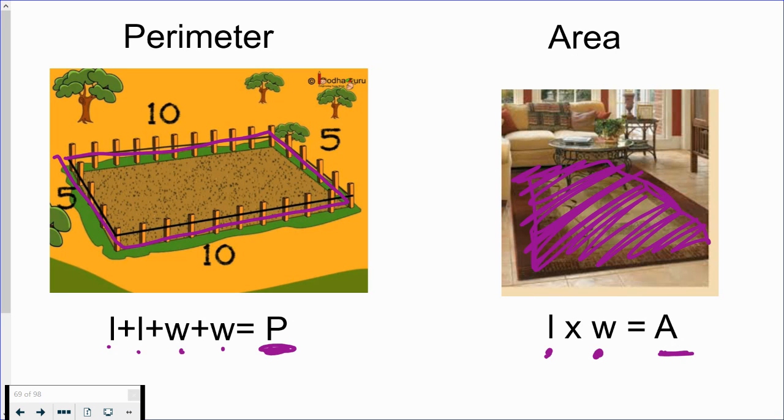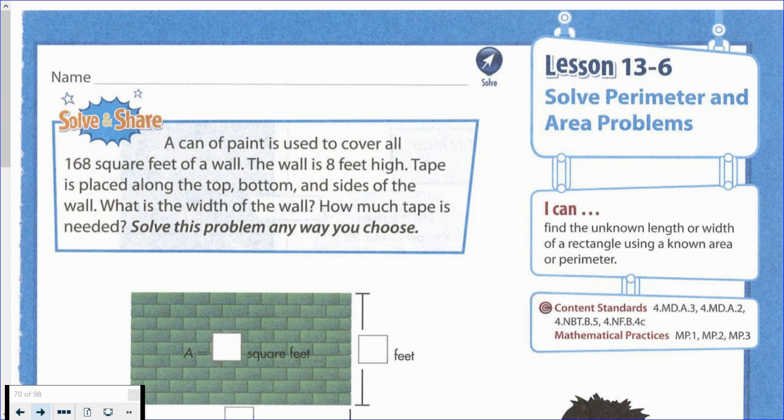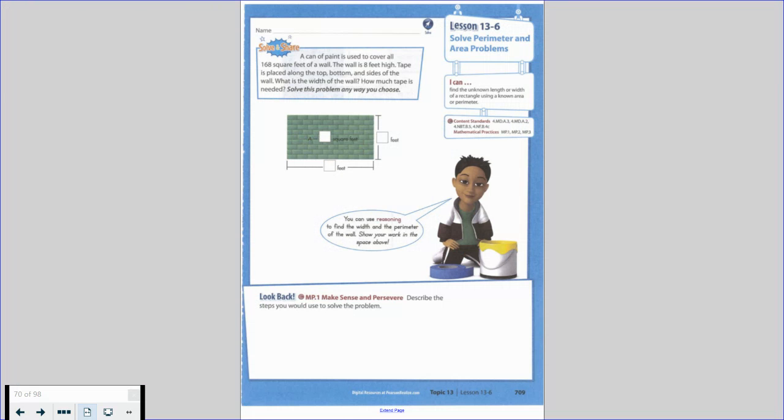So a little bit of advice. Find a little piece of paper, a piece of scrap paper, a sticky note, or something right now. Write these formulas down. Go ahead, pause the video and write them down so you have them in front of you. You're going to need them to solve the more complicated perimeter and area problems that we're going to get into. So when you are ready, we're going to go into our math book to lesson 13-6. It starts on page 709.